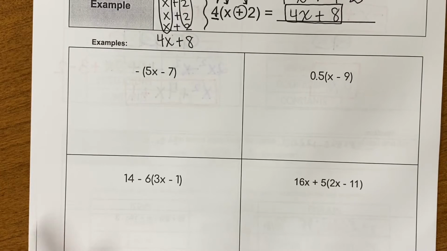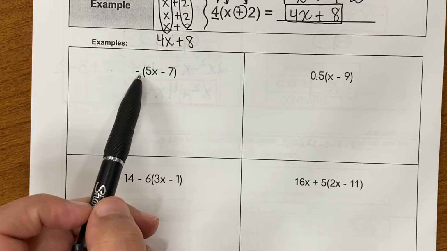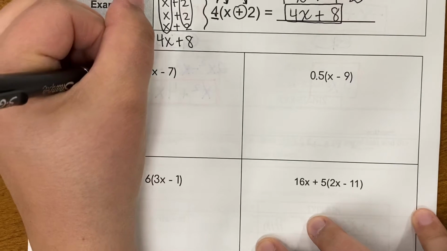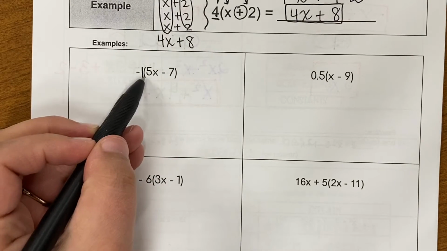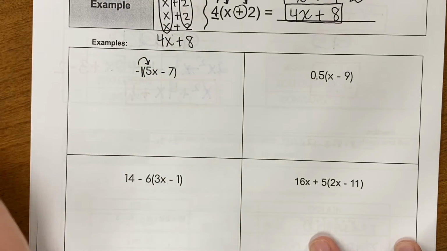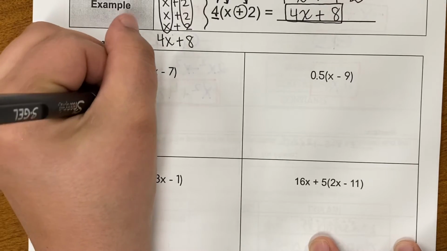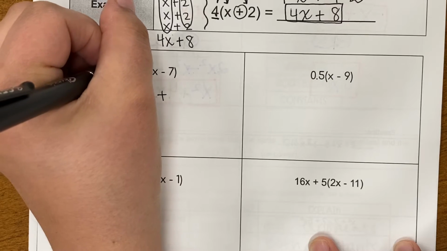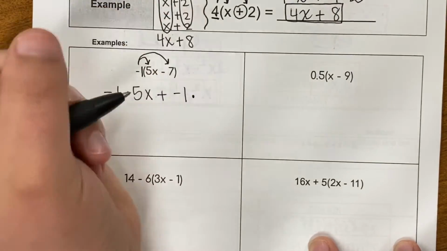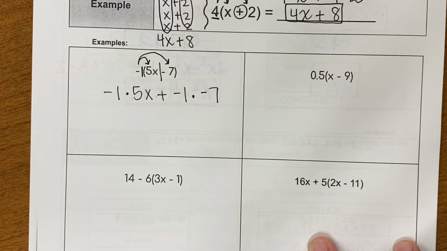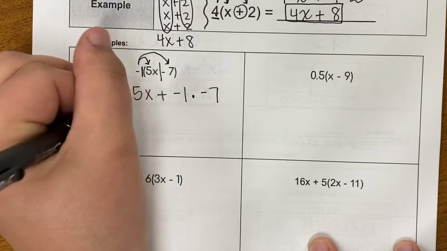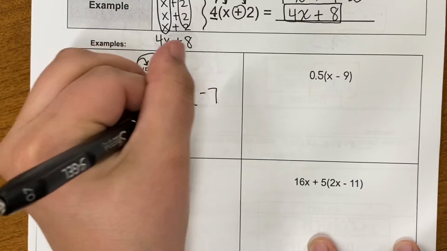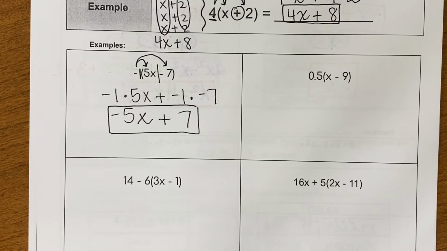Let's do some examples. Example 1. Here is my example expression. I need to distribute what's outside of my parentheses to both terms inside my parentheses. So I know that just having a negative sign in front means that there is an invisible 1 there. So I'm going to multiply my negative 1 times 5x plus, I'm going to multiply negative 1 times negative 7, because that's my term inside. So negative 1 times 5x is negative 5x plus negative 1 times negative 7 is positive 7. Here is my expression now that I have distributed that number.